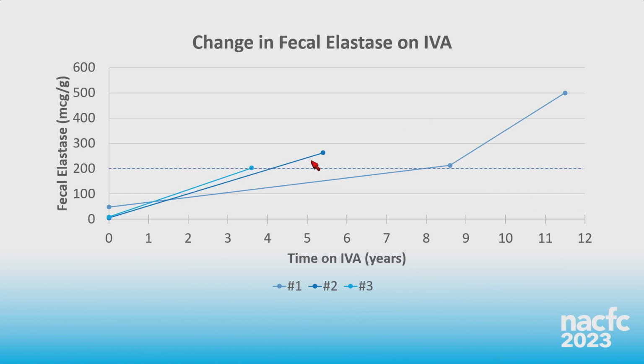Patient number 2 here in darker blue started on ivacaftor at just 12 years old. After 5.5 years, at 17 years old, he also told us that he stopped taking his enzymes. And a fecal elastase of 263 confirmed that he was pancreatic sufficient. He continued to be off PERT by the time he graduated.